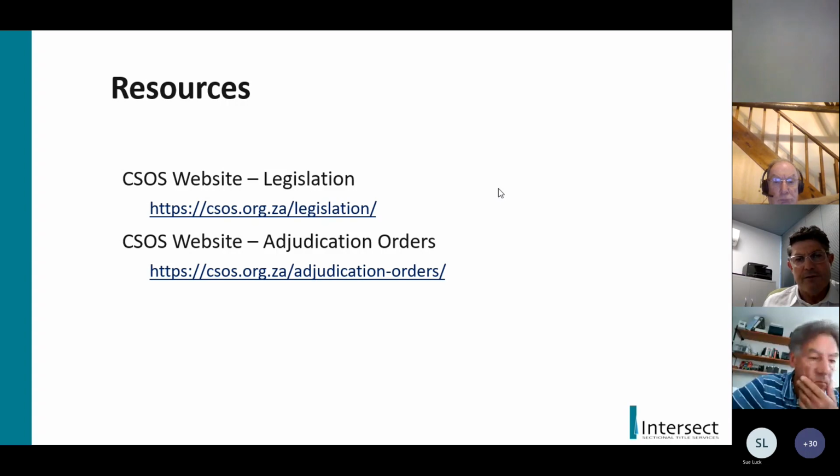Kevin asked if Intersect uses the MRP functions built into WeConnect. Kevin, are you referring to the actual versus budget? I'm not sure if you're still on, Kevin. If you are, we can always chat offline on that. But we do use it for the maintenance, repair, and replacement plan, the actual versus budget. I'm not sure if you're referring to that specifically.